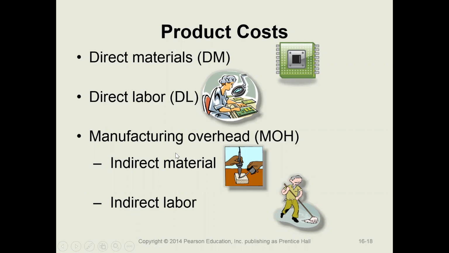Manufacturing overhead, on the other hand, are costs related to the making of the product, but can't be directly traced to the product. So those are the indirect costs. So any cost that has to do with making the product that we can't trace, or it's too small to worry about and we don't want to trace it directly to the product.